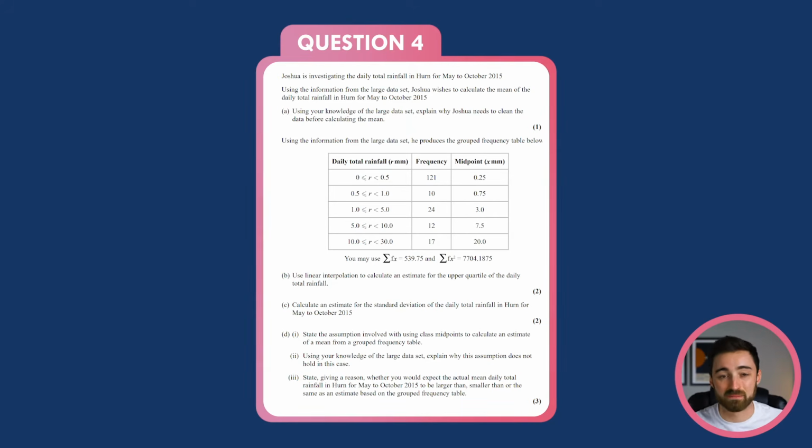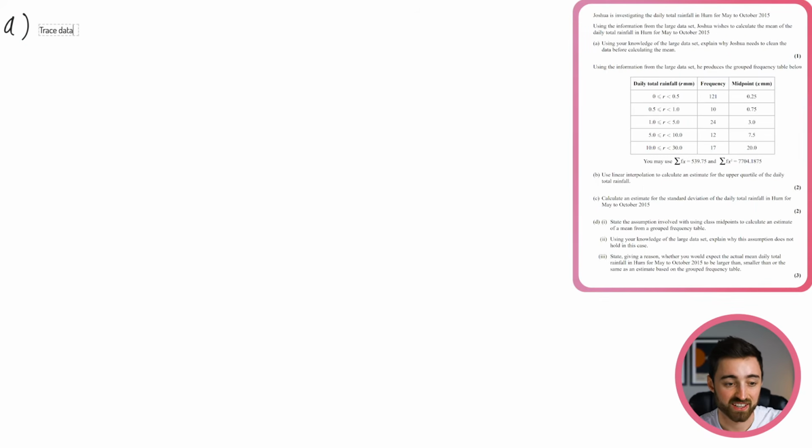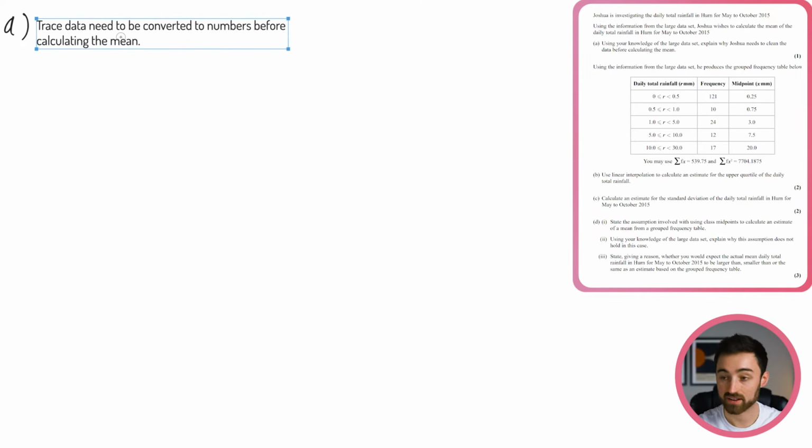So obviously if I'm trying to calculate a mean, add up all the values, divide by the amount, I can't add up something that isn't a number, right? I can't add up a TR. So what I would need to do is convert the TRs to a number first. So I would say the trace data values need to be converted to numbers before calculating the mean, essentially, because instead of just giving a number, they just write TR instead.